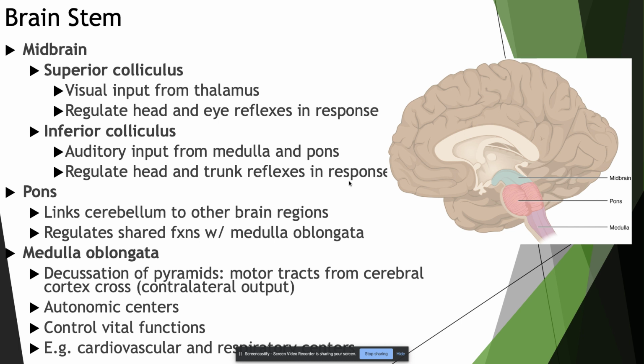Among those is the corpora quadrigemina, which is made up of two nuclei on each side: the superior colliculi, which handle visual reflexes and head-eye coordination, and the inferior colliculi, which handle auditory and startle reflexes. There is also the substantia nigra, which contains copious amounts of melanin, which is the precursor to dopamine and regulates the activity of the basal nuclei in the brain. It has also been linked to some parts of Parkinson's disease.